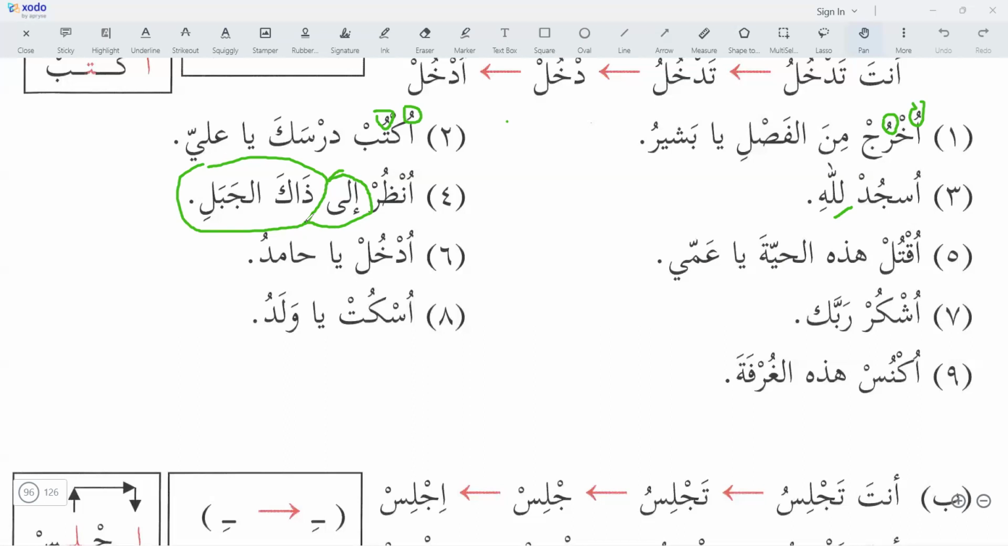Okay, sir. Iqtul hadhihi al-hayyah ya ammi. Kill this snake, oh my uncle. Okay, good. Kill this snake, oh my uncle. Udkhul ya Hamid. Enter, oh Hamid.